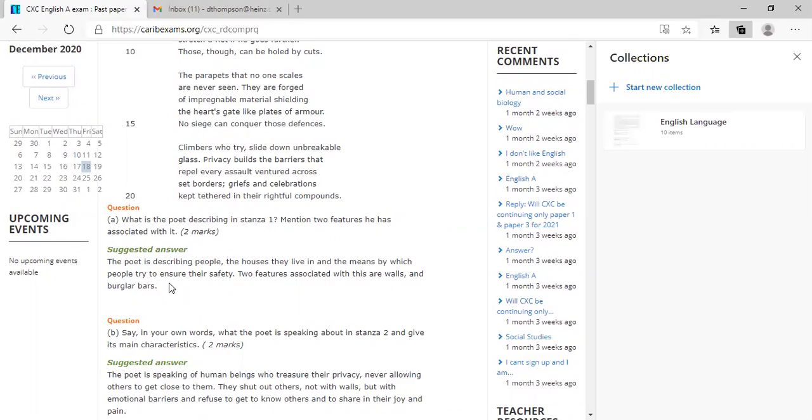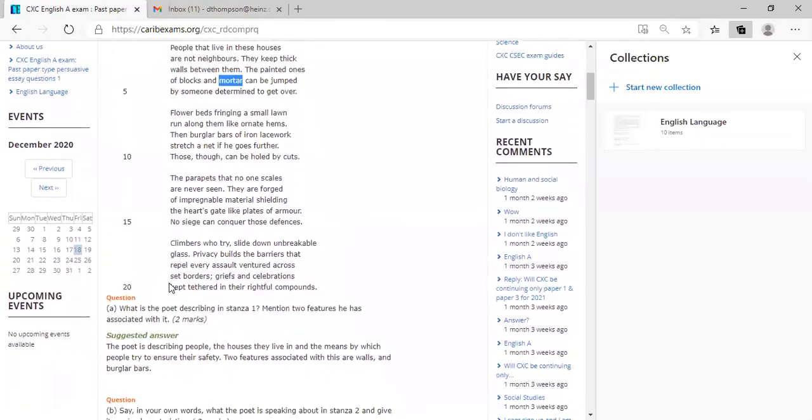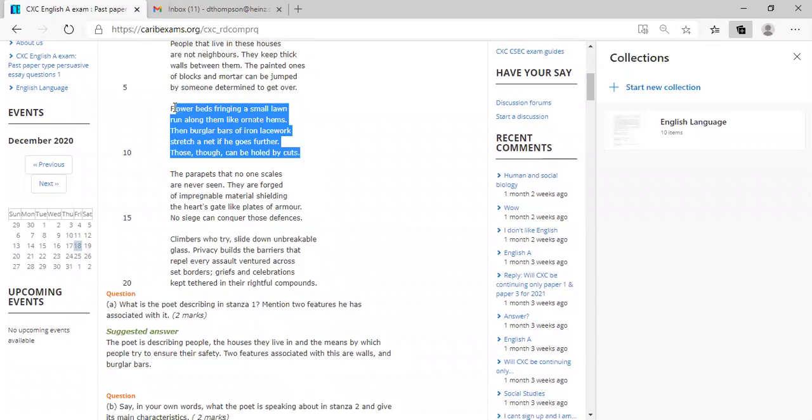All right. Second question. It says, say in your own words what the poet is speaking about in stanza 2 and give its main characteristics. Okay. Stanza 2. Let's read it again. Flower beds fringing a small lawn run along them like ornate hems. Then burglar bars of iron lacework stretch a net if he goes further. Those, though, can be holed by cuts.